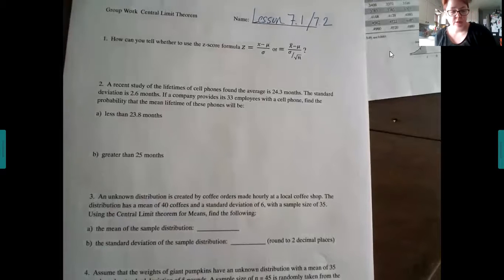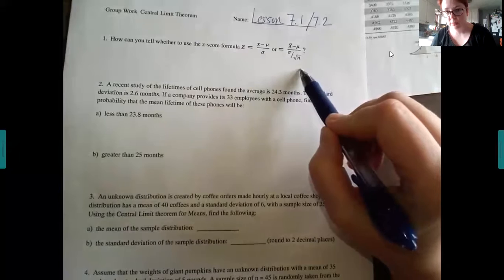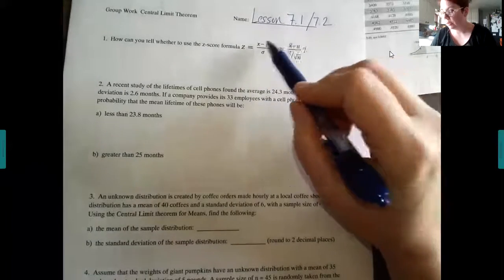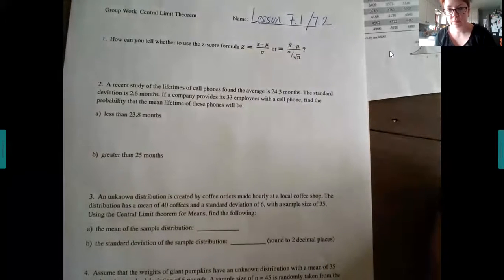So again, the question is always, how do I know when to use which formula? If you're trying to get probability and you know you have to find a z-score, when do you use this one and when do you use this one, okay? The premise is all the same, right? But here we have that little addition.